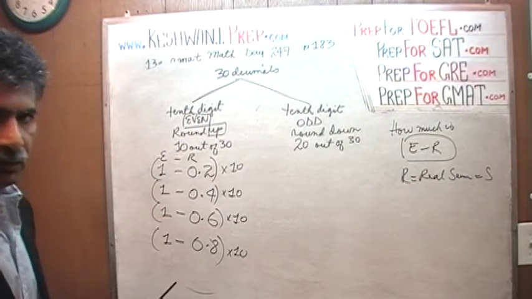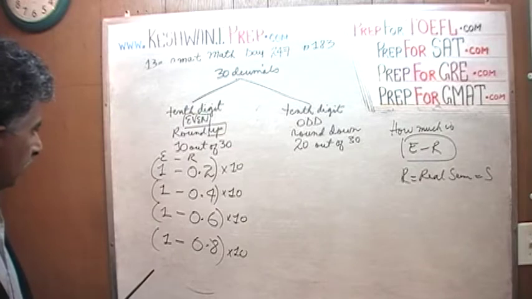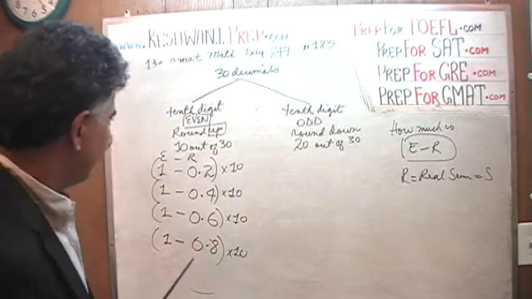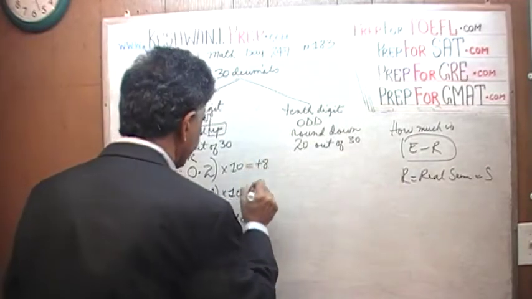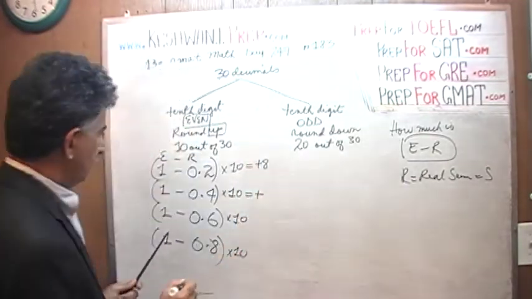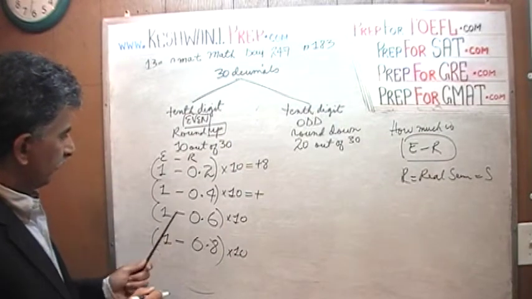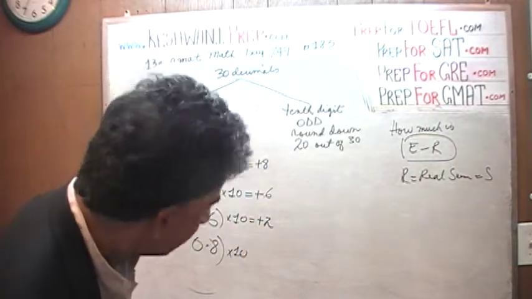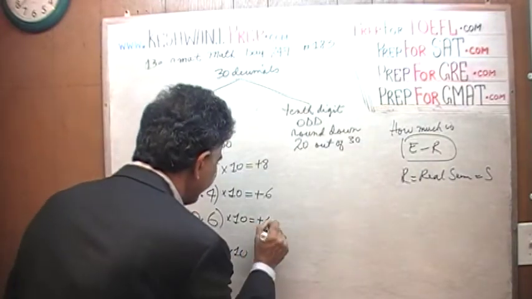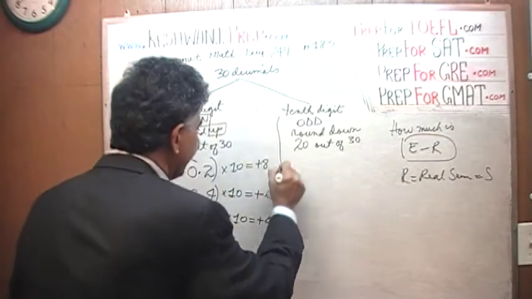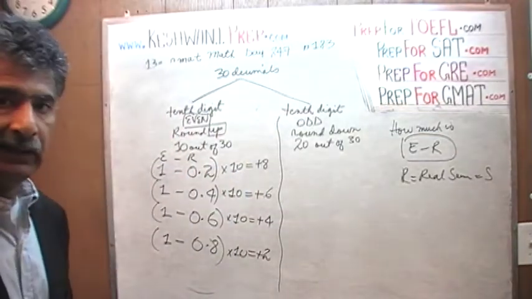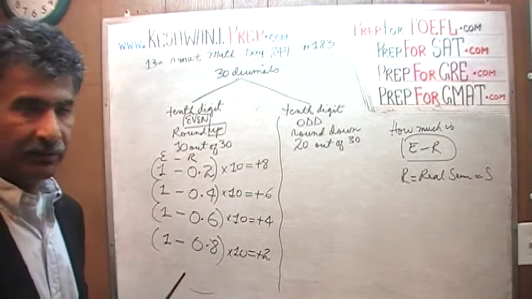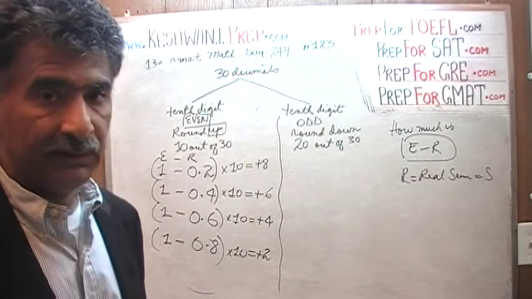1 minus 0.2 is going to be positive 0.8. Positive 0.8 times 10 is going to give us 8. Positive 8. Here it's going to be positive. It's 1 minus 0.4, which is 0.6, so it's going to be 6. This will be 2. Oh, sorry, this will be 4. And this will be 2. So that takes care of the 10 numbers that have even 10th digit. 10 numbers out of 30 whose 10th digit happens to be even.